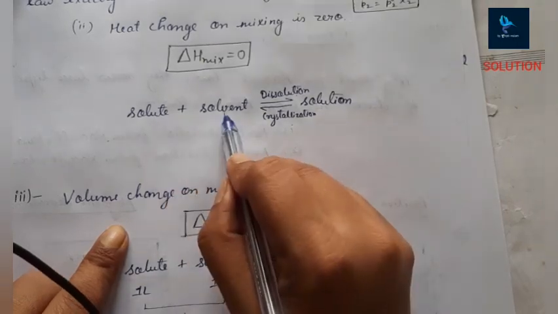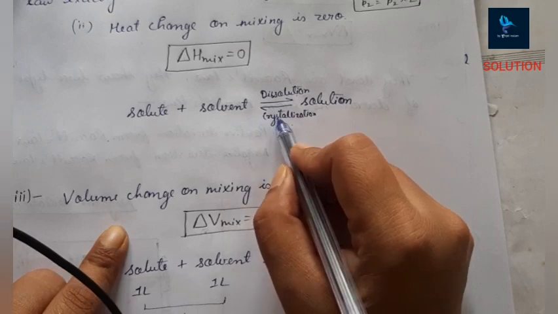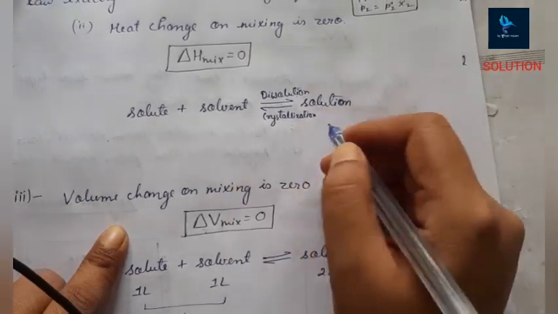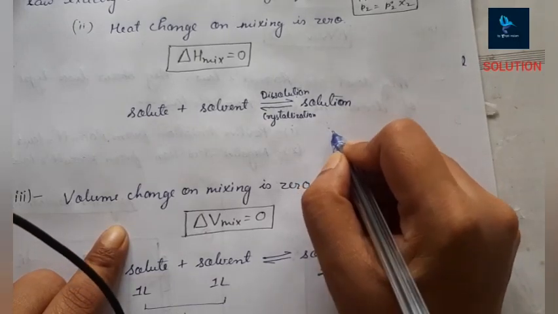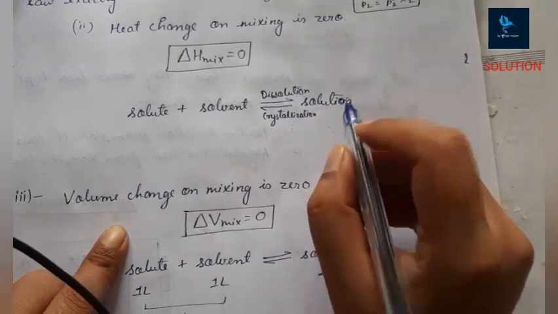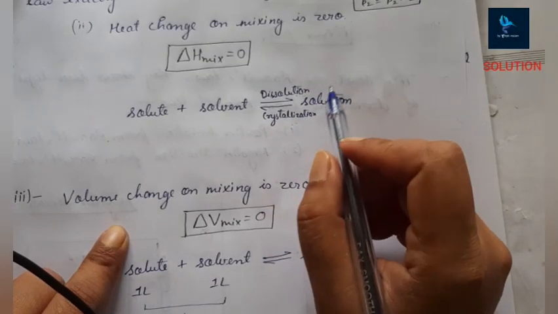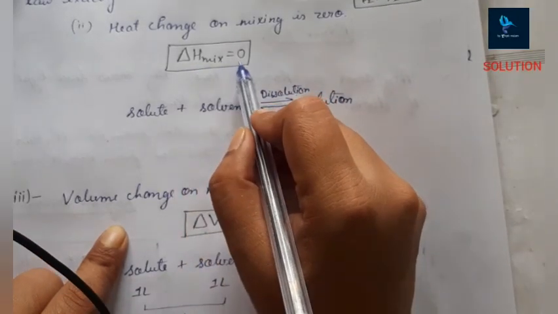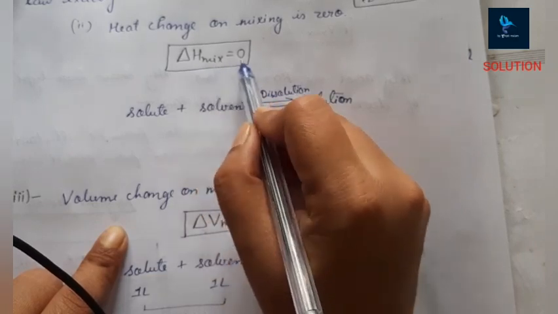If two things are mixed, there is no change in any heat. It means there is neither gain nor loss of heat in these solutions during dissolution and crystallization. That's why we can say delta H mix equals 0. For an ideal solution, the enthalpy of mixing must be 0.